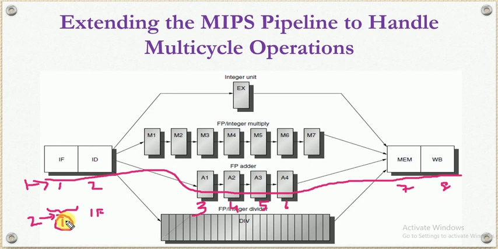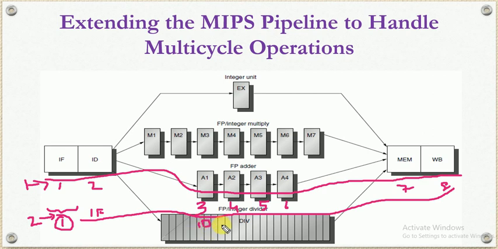After that, instruction fetch, it will go for instruction decode here. This is the path it should follow, and it is for the addition, not for division. So instruction fetch in the second clock cycle, then in the third clock cycle it will go for instruction decode.